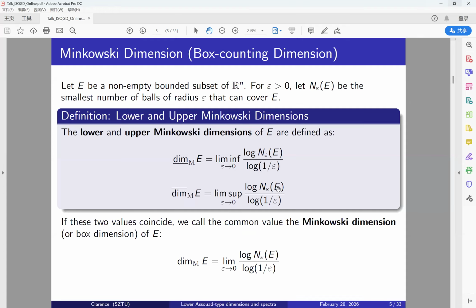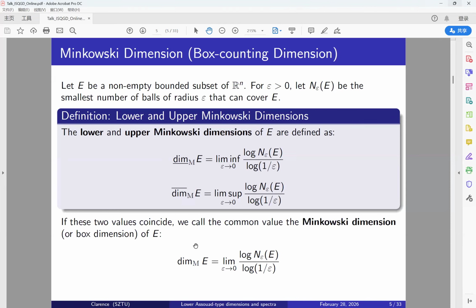And as for the log law, if we take the supremum and limit supremum, and we call this value the upper Minkowski dimension. If these two values coincide, we call the common value the Minkowski dimension. That is, if the limit of the log ratio exists, we call this value the Minkowski dimension.